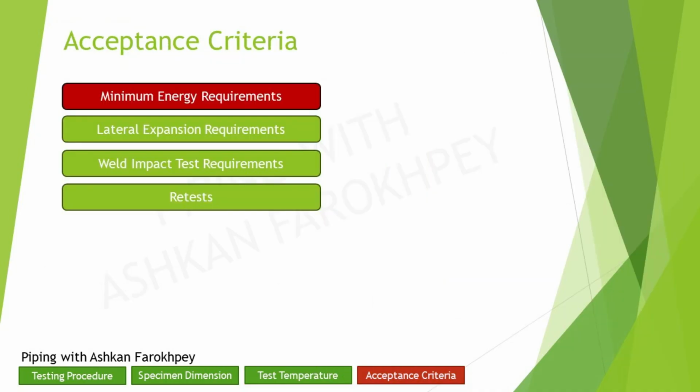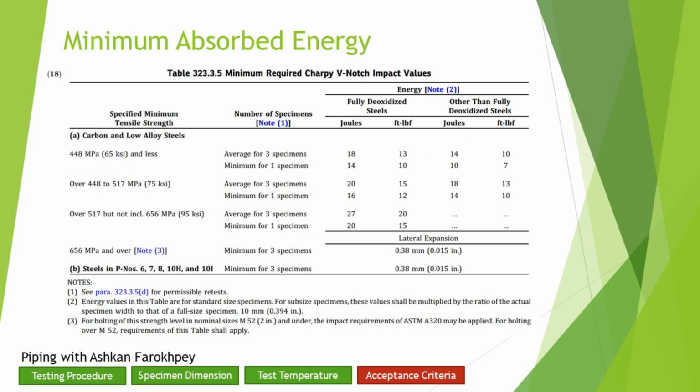difference quantity. Another important section of impact testing is its acceptance criteria, and the first part in this matter is minimum energy requirements. As you can see in table 323.3.5, the minimum absorbed energy for carbon steel and low alloy steel materials with UTS below 95 ksi is specified in this table. Reading of this table is not complicated.